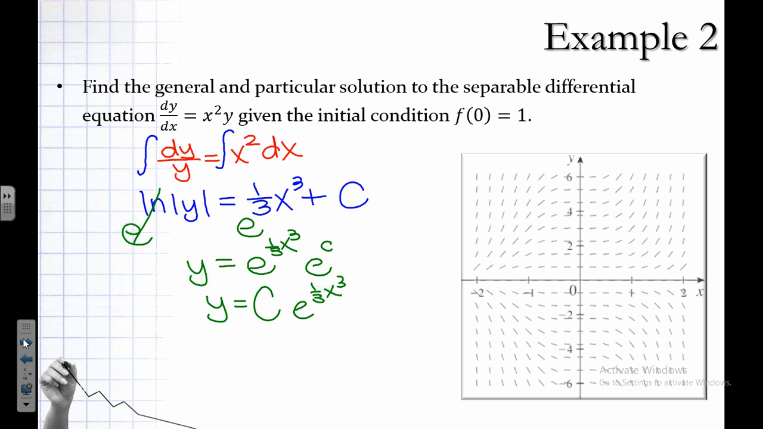All right, so now if we plug in our initial condition of (0, 1), what is C? What's C?